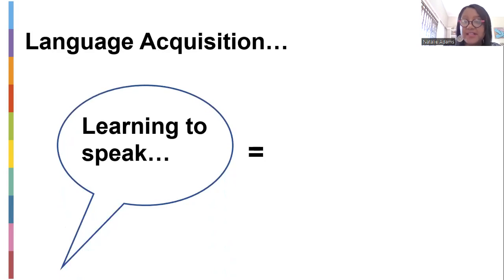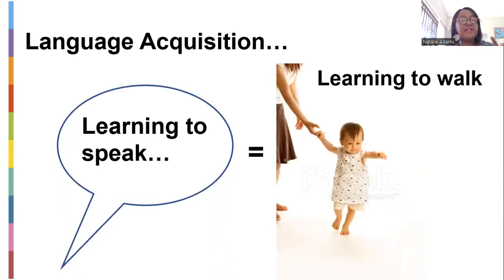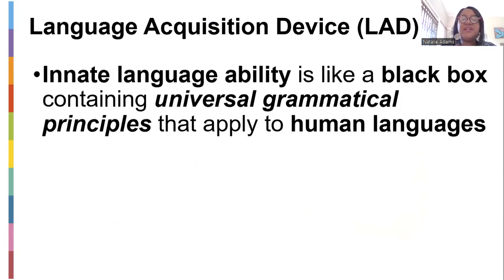Learning to speak a language is equal to learning to walk. So learning to speak essentially is part of our DNA, and it works exactly the same way as we would look at learning how to walk. So it's a very interesting concept, but very different from what the behaviorists are saying. So let's look at it.